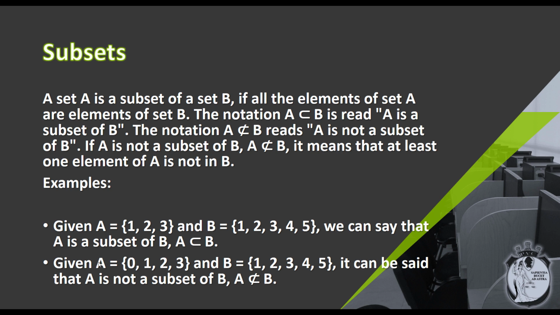Another example here. If we have the set A equals 0, 1, 2, and 3, and the set B equals 1, 2, 3, 4, 5. Now if you check here, almost all the elements of A are inside of B, but one element is not an element of B. So in that case we can say that A is not a subset of B, and you can write that.